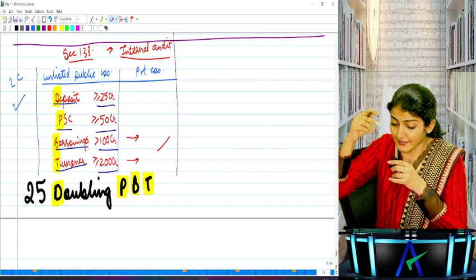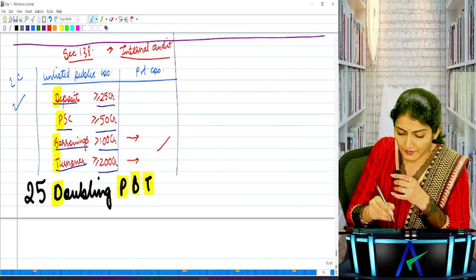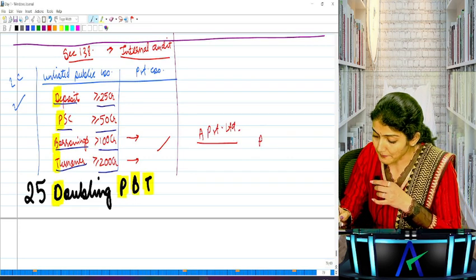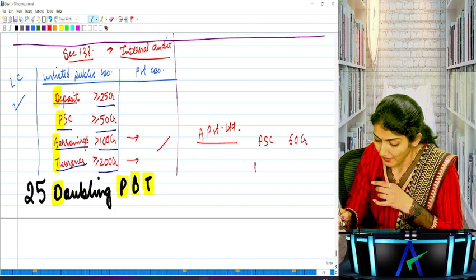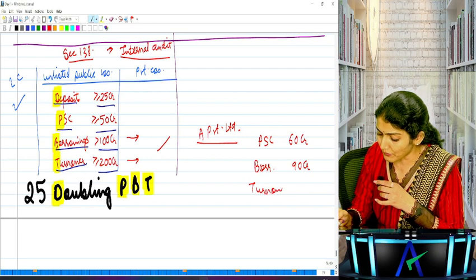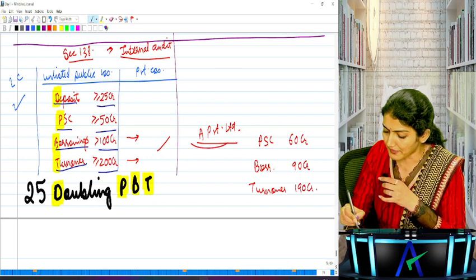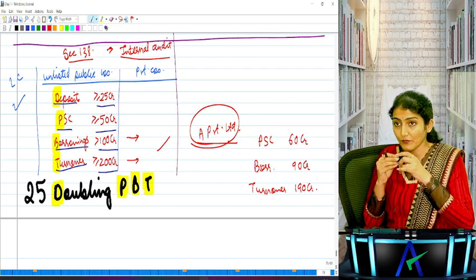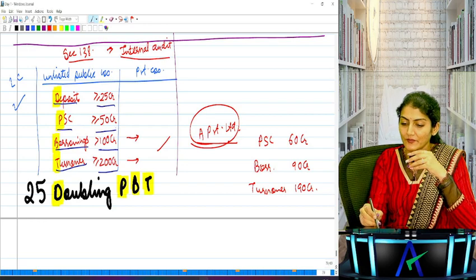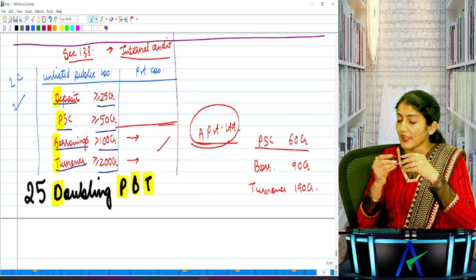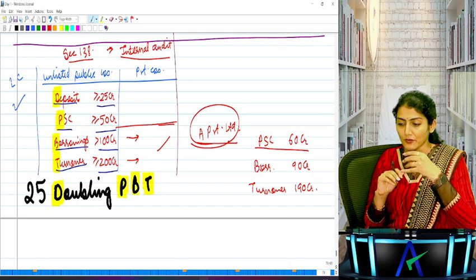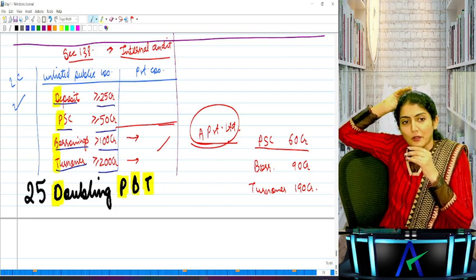What does it mean? Any one of them. So say A Private Limited. Are you all with me? A Private Limited, let's be careful, has paid up share capital of 60 crore, has borrowings from banks, financial institutions of 90 crore, and has a turnover of 190 crore. Does A Private Limited need to appoint internal auditor? Be careful. A Private Limited, paid up share capital 60 crore, borrowings 90 crore, turnover 190 crore. Does A Private Limited need to appoint an internal auditor?